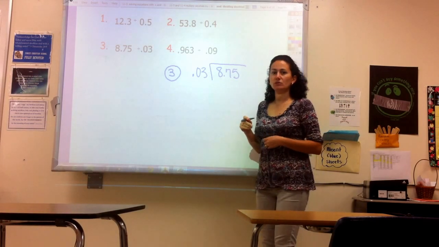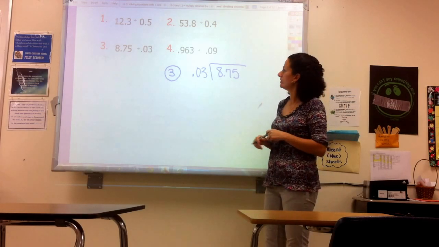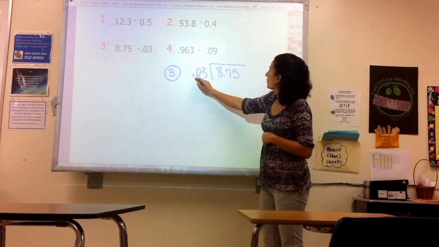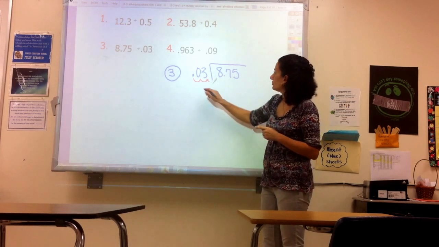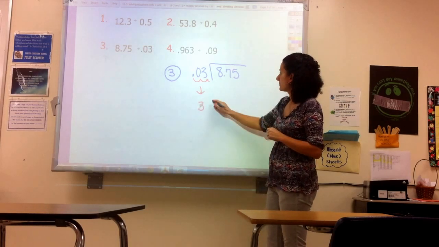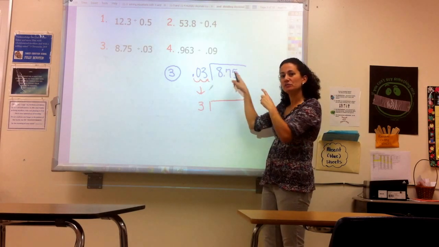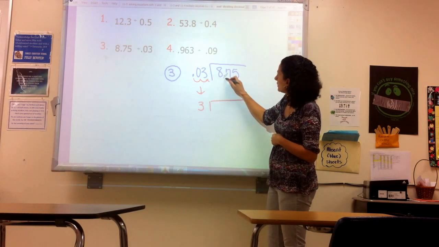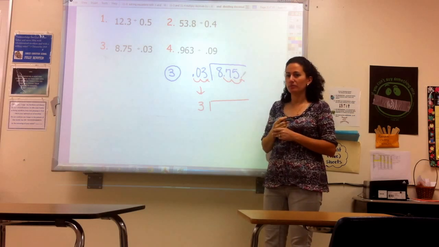The first thing I would do is make the divisor a whole number. I don't want to divide by a decimal, so I'm going to move the decimal point 2 times to get to the end of that number. So 0.03 becomes a whole number 3. However many times I move the decimal in the divisor, I have to move the dividend decimal also. So I'm going to move this decimal point 2 times, so it ends up at the end of the number.